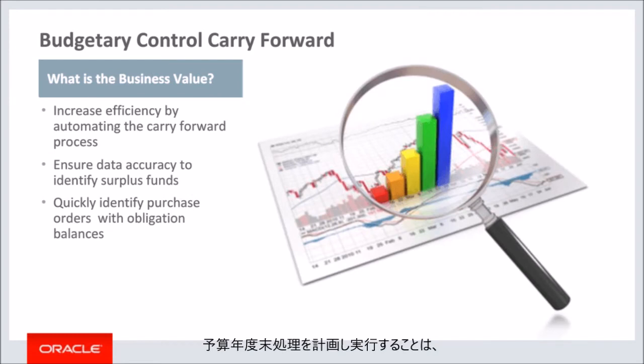The end of budget year process can often be a daunting one for an organization to plan and execute. The new Budgetary Control Carry Forward feature helps to simplify your end of budget year by automating this cumbersome process. The Carry Forward Funds Available process enables customers to ensure data accuracy of the budget position and easily move surplus funds to the next budget year. The Carry Forward Purchase Order Budgetary Control Balances process improves work productivity by quickly identifying purchase orders with obligation balances and moving these balances into the next budget year.